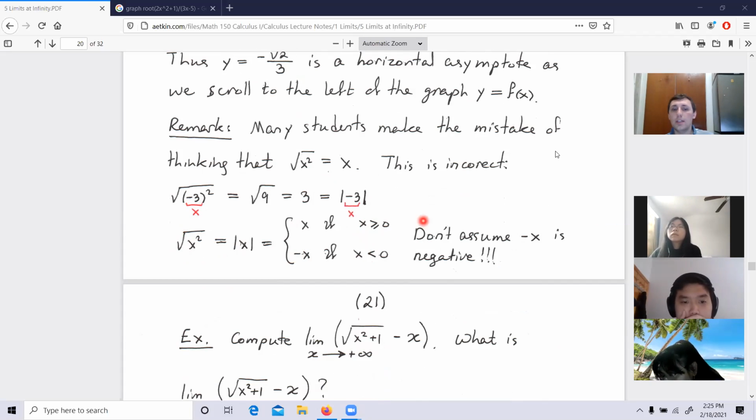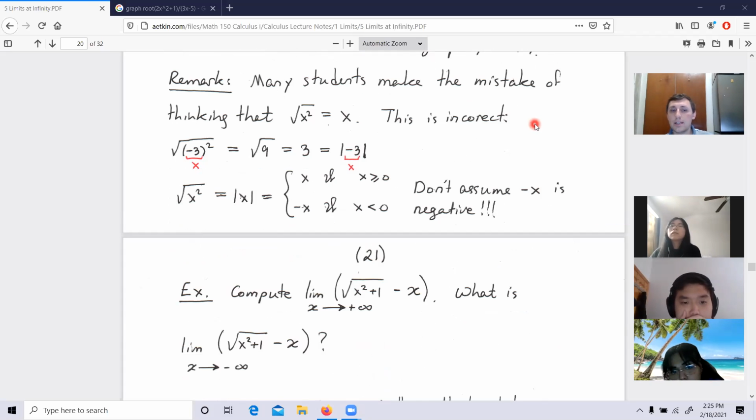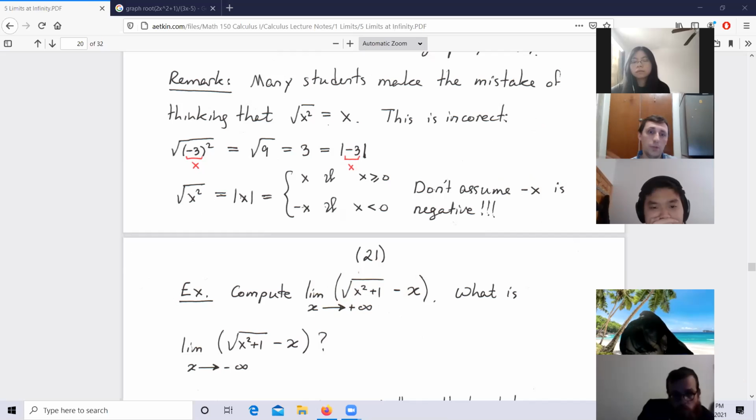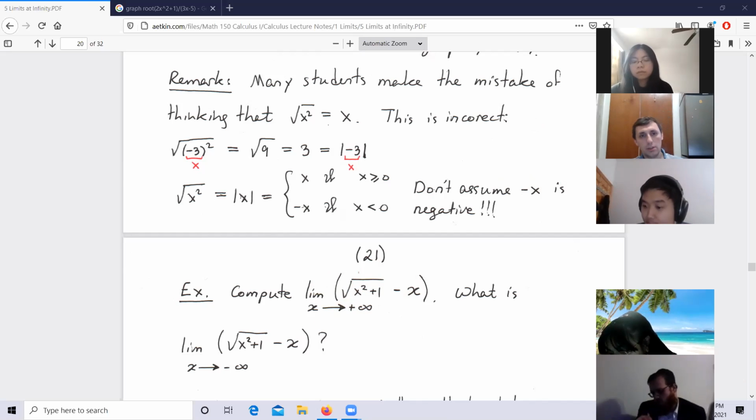All right, here is our next task, guys. Now you want to calculate root of x squared plus 1 minus x as x goes to plus infinity. Look at it, you see? Root of x squared plus 1 minus x as x goes to plus infinity. All the way. Good luck. Calculate. See what you can do.